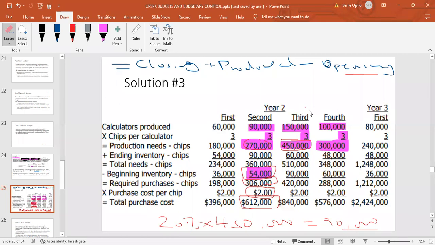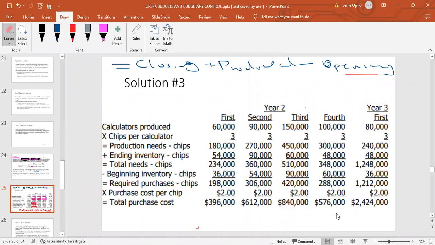So we do the same for each and every quarter. The concept is the same. And then now we can do the final totals for the year. So in this case, the totals for the year, we have calculators produced during that particular year.